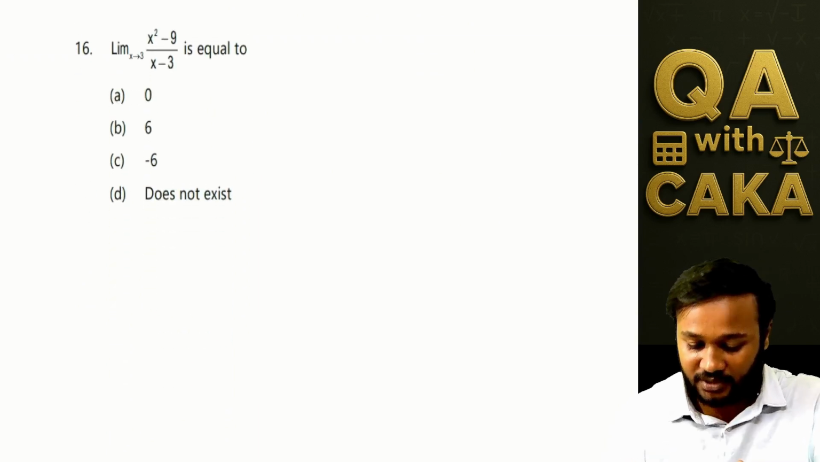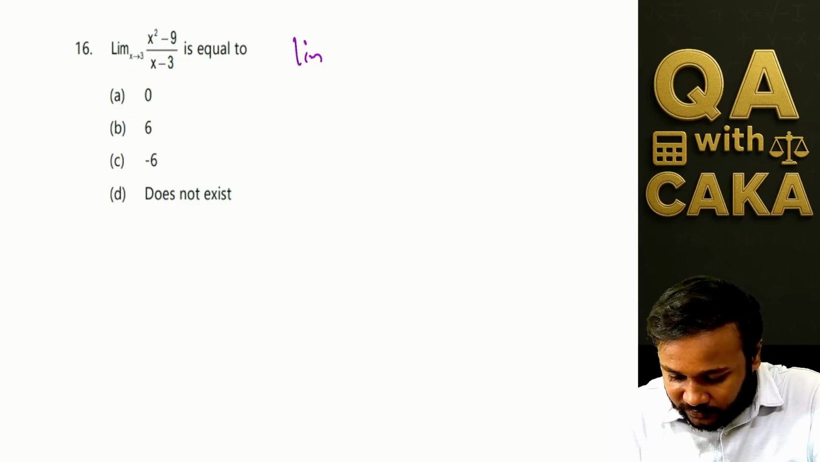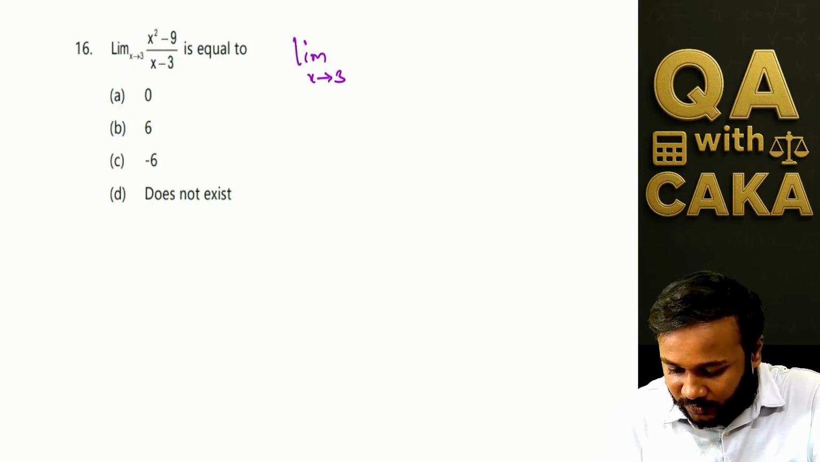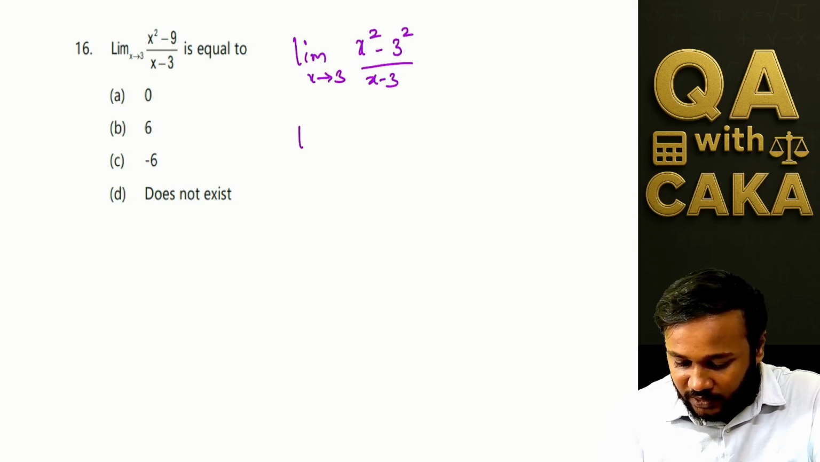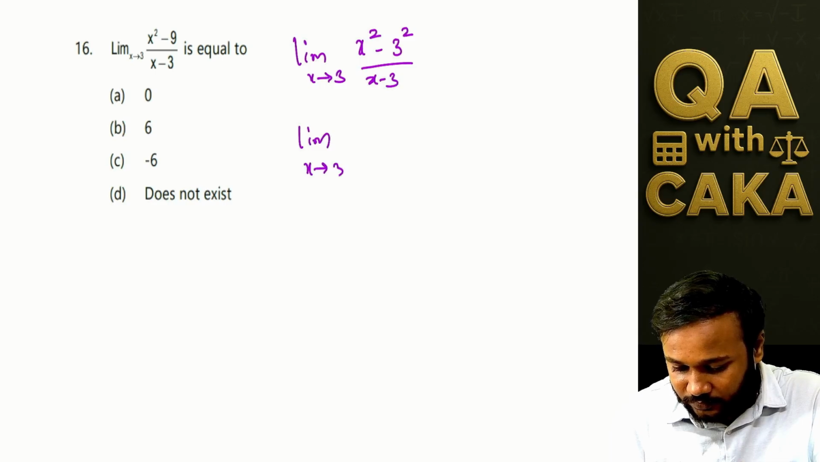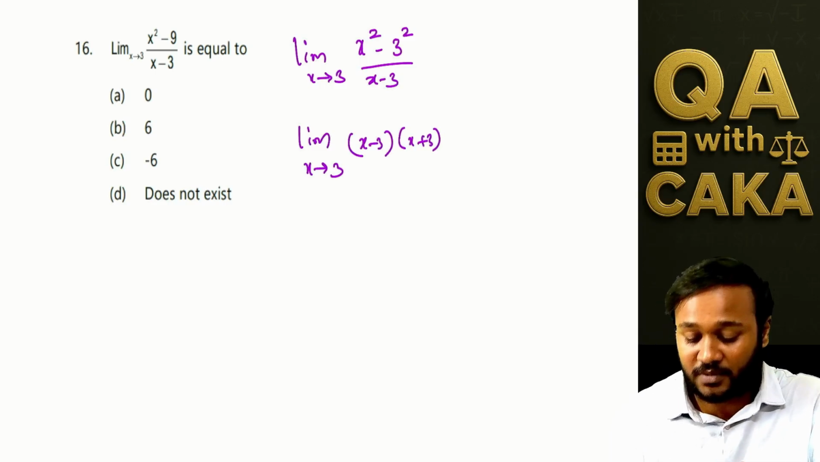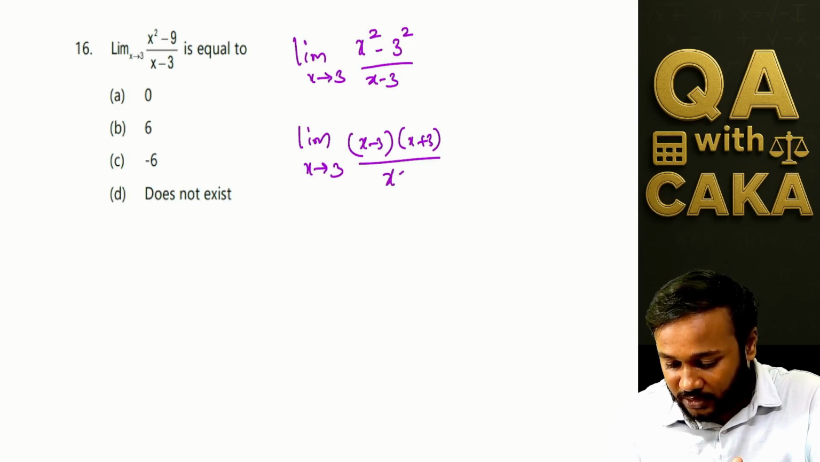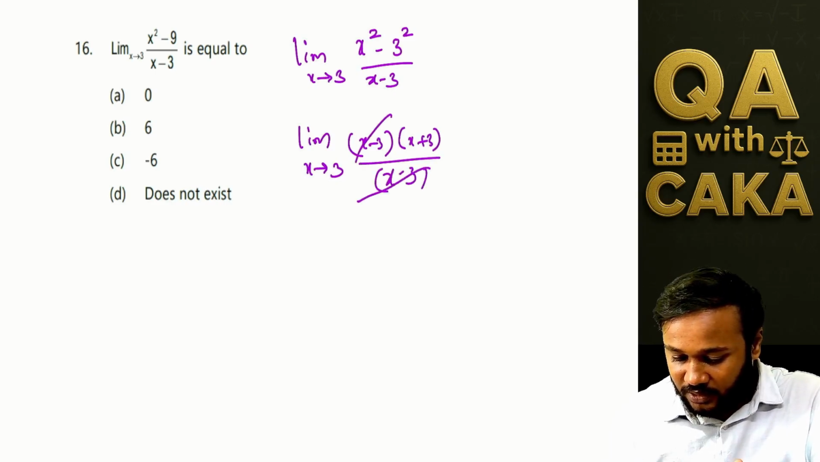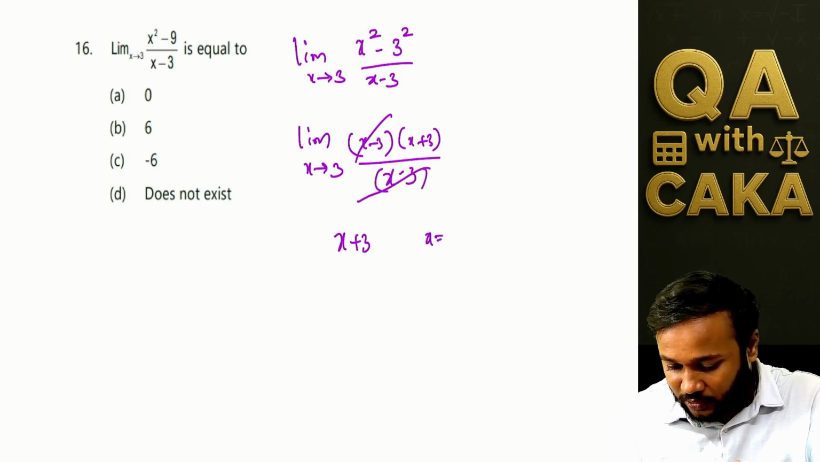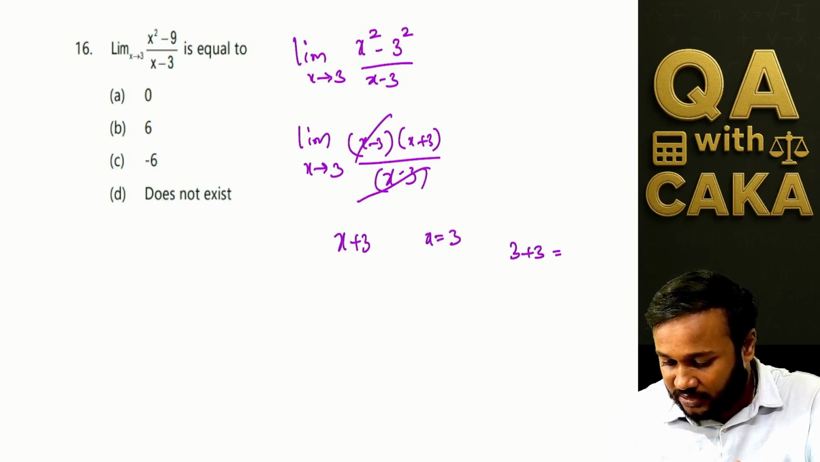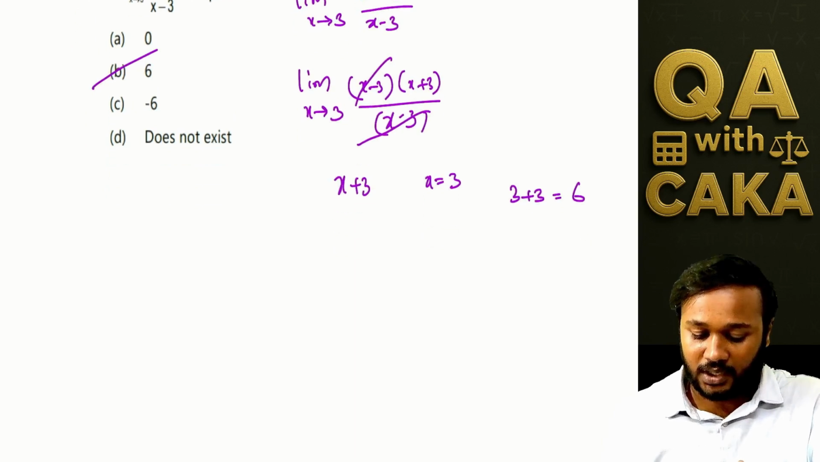Now let's see the limits. The limit of x tends to 3, (x² - 9), written as 3². So if you further solve this, (x - 3)(x + 3). a² - b² forms (a + b) into (a - b). So (x - 3) cancels. So x + 3 is left where x is equal to 3. So 3 + 3 is equal to 6. So the answer is option B.